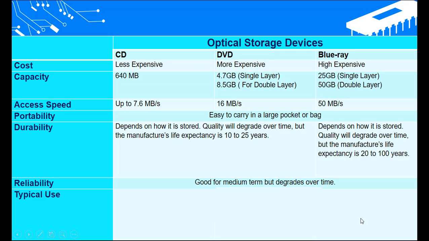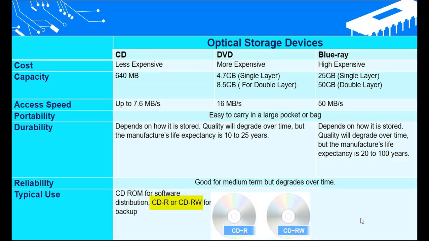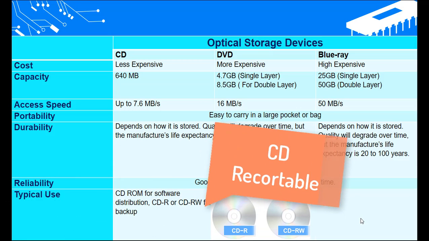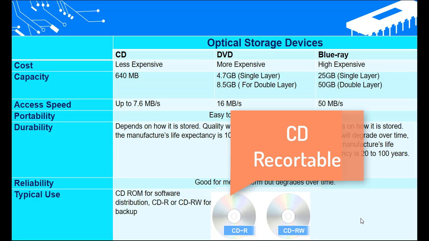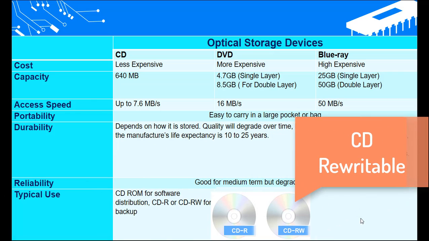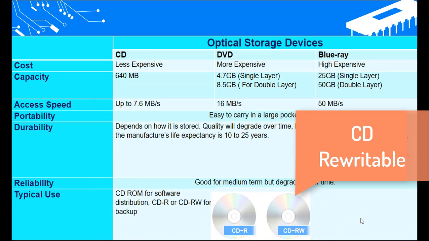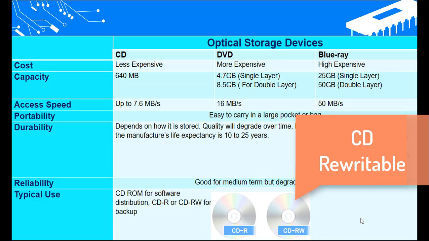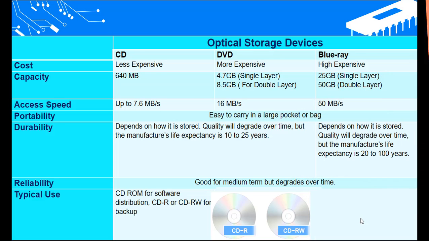The last point is typical use. CD-ROM for software distribution, CD recordable or CD rewritable for backup. The difference between CD recordable and CD rewritable is that CD recordable data can be read only and cannot be rewritten, while the CD rewritable data can be rewritten once the existing data is erased.